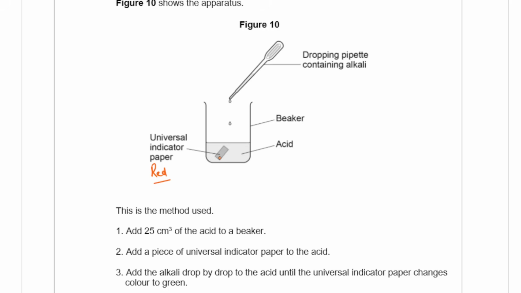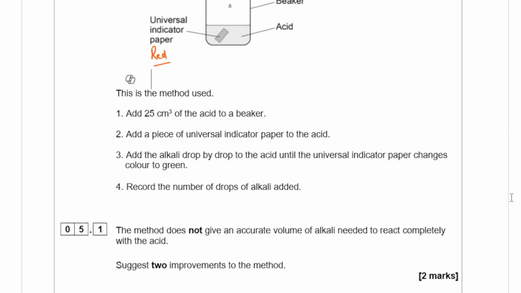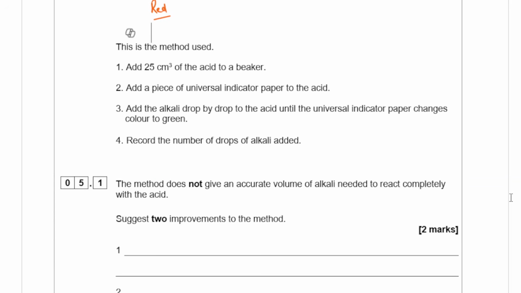And then, if you add more alkali, it will turn towards blue and purple. This is the method used. Add 25 centimeter cube of the acid to the beaker. Add a piece of universal indicator paper to the acid. Add the alkali drop by drop to the acid until the universal indicator paper changes color to green. So that's when it's completely neutralized. Record the number of drops of alkali added.